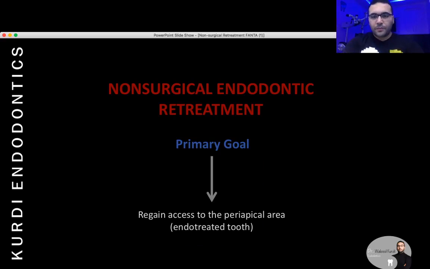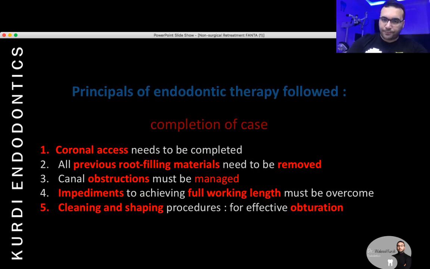Alright, because we don't have a lot of time in our lecture today, now we are going to talk about the non-surgical retreatment. The primary goal of our non-surgical retreatment is to regain access to the periapical area, the area beyond the apex. I want to go again to this area and to clean and to drain anything if there is anything there, and to clean my root canal system more and more.